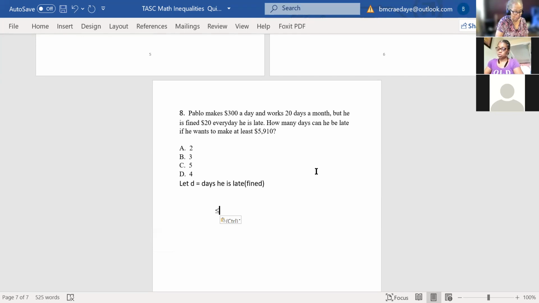So Maureen, what goes on the left? What goes on the right? $300 a day and 20 days a month, and then the fine of $20. So what do I write on the left, Maureen? You put the $300. Okay, so I put 300.